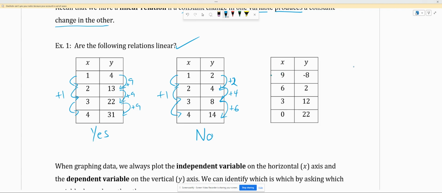And let's take a look at this one. Looks like we are decreasing by 3 each time. So minus 3. And then on the other side, we're increasing by +10, it looks like. Yeah, so we're increasing by +10 on one side, or sorry, on the right side, decreasing by -3. Everything's constant and consistent. So yes, we do have a linear relation.